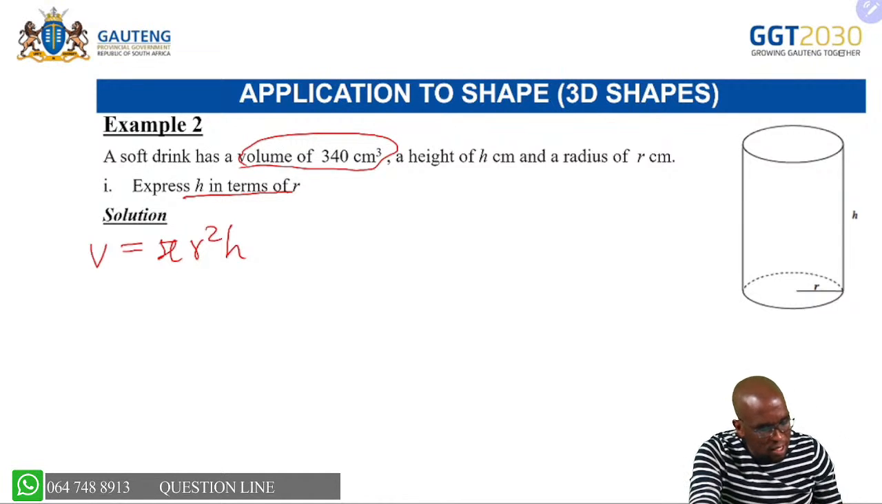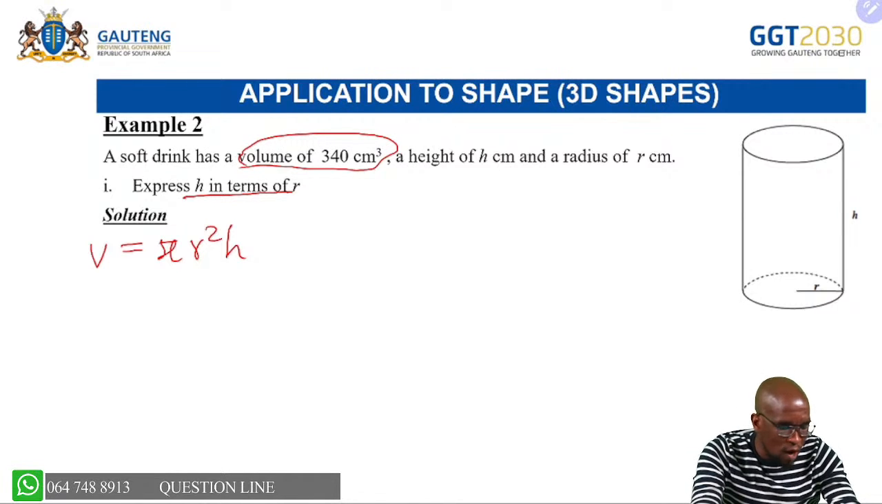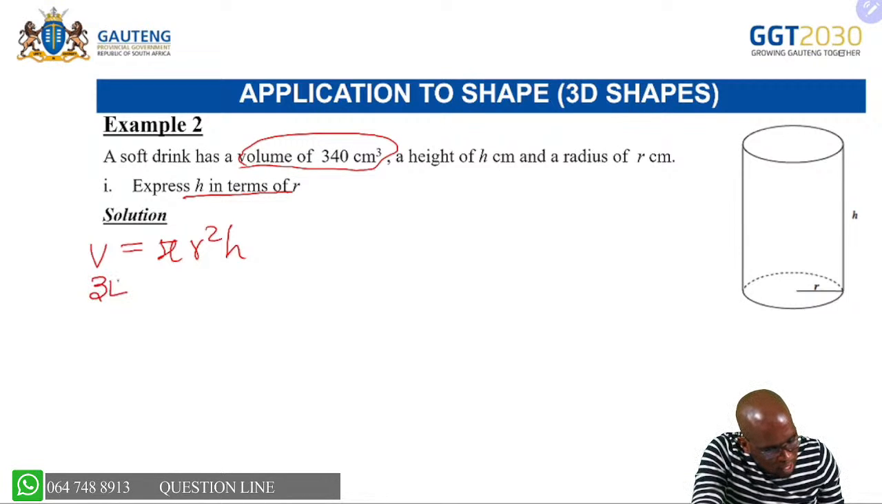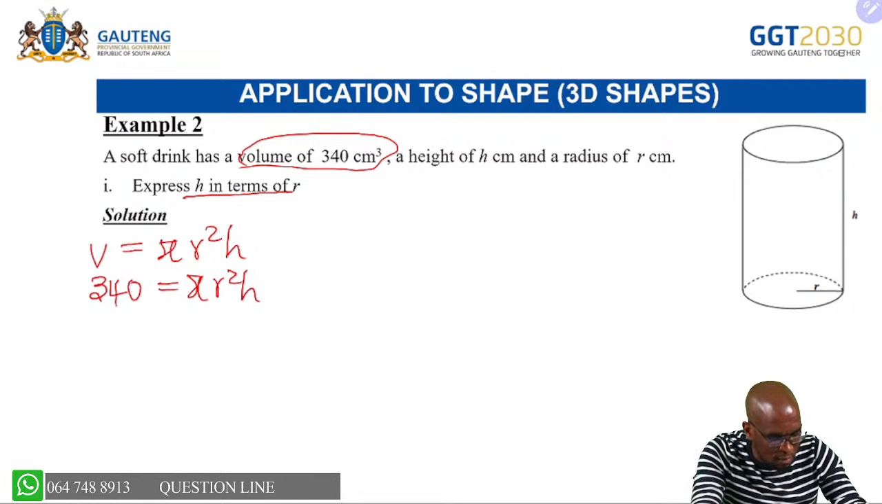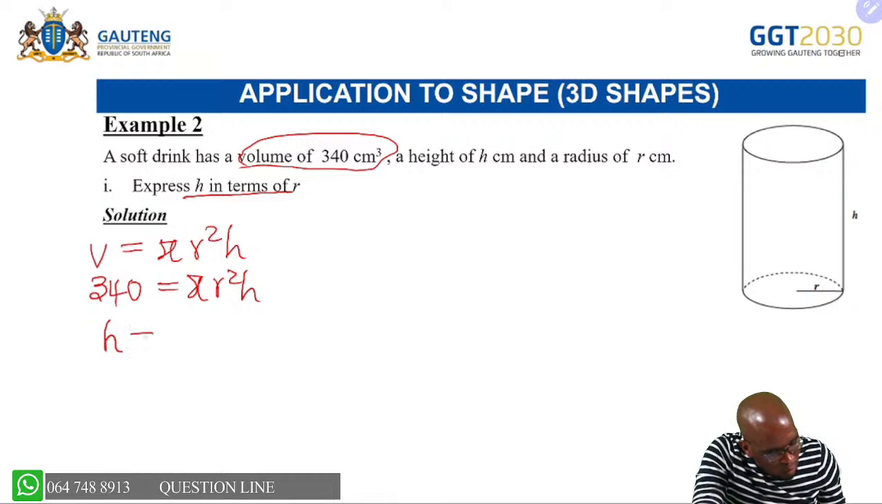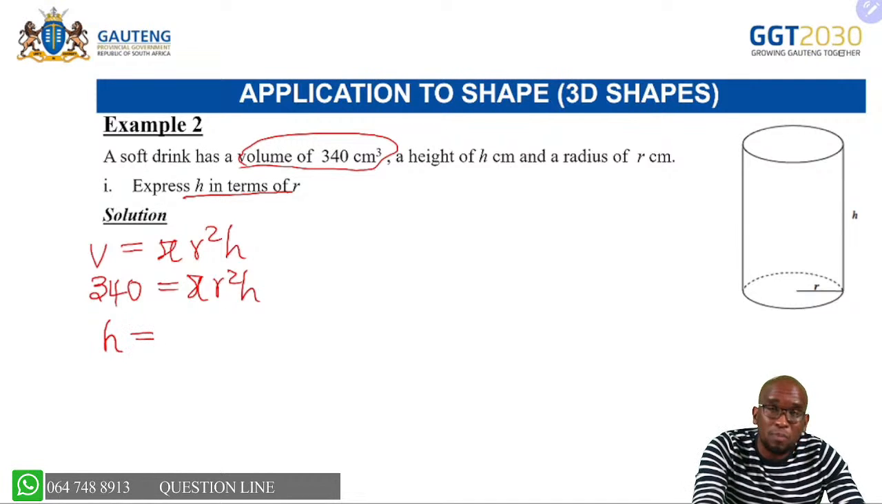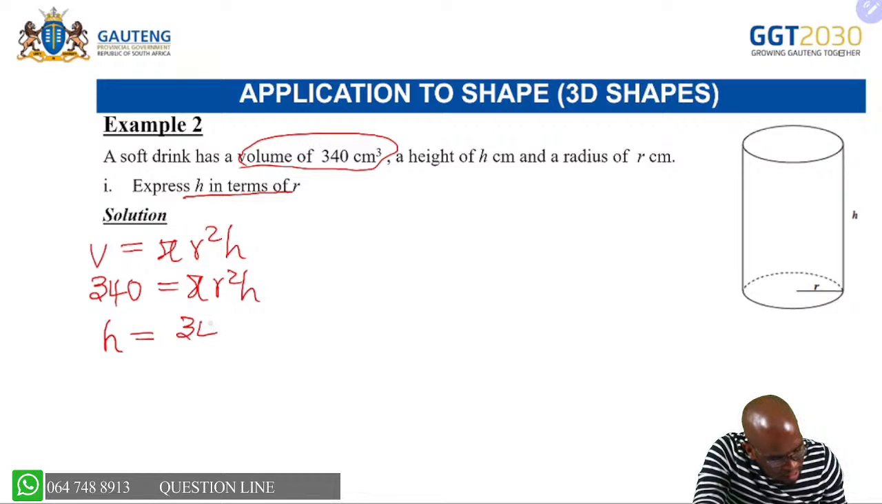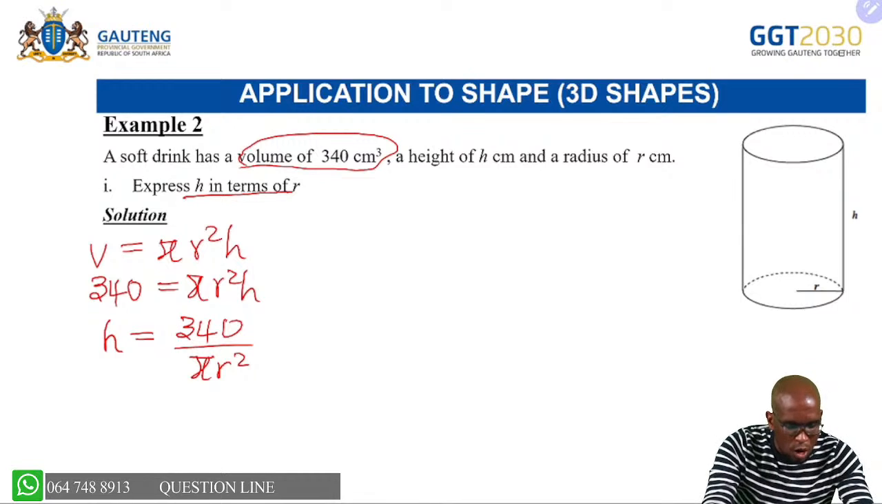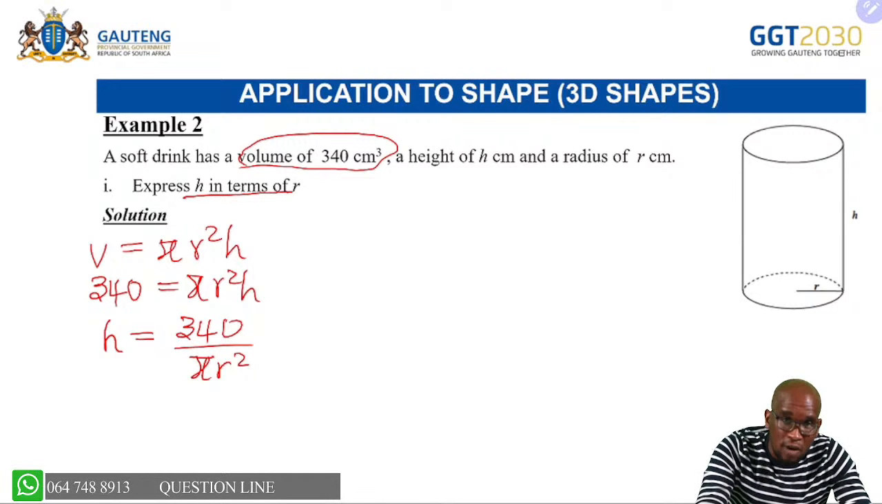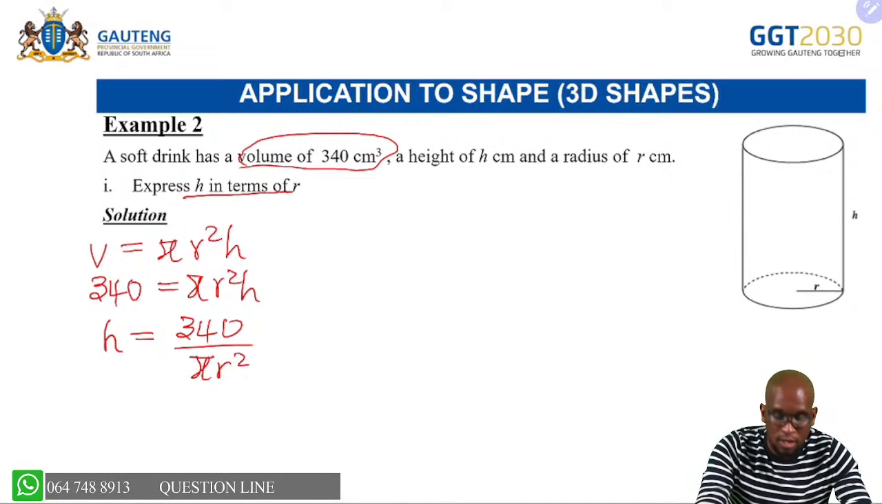So now this is the formula for the volume. The reason why I'm reverting to volume in this case is that in the question they gave me the volume of this particular cylinder. Now, if I substitute, I will have that 340 is pi r squared multiplied by h, which means that if I want h, I'll divide throughout by pi r squared. So I'll get that h is 340 divided by pi r squared. So I've expressed h in terms of r.